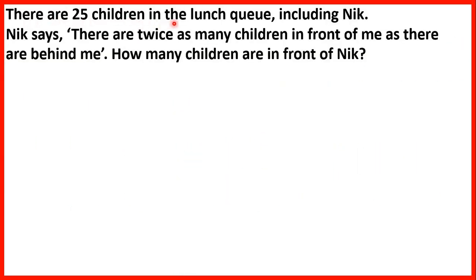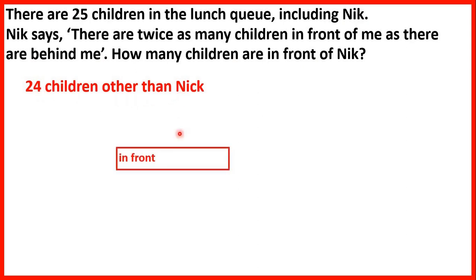There are 25 children in the lunch queue, including Nick. Nick says, there are twice as many children in front of me as there are behind me. How many children are in front of Nick? So if there are 25 children, including Nick, that means there are 24 children other than Nick. We know that there are twice as many in front of Nick as behind him, so we can draw a bar twice as large, and we know that our two bars will need to add up to 24, because there are 24 children other than Nick.